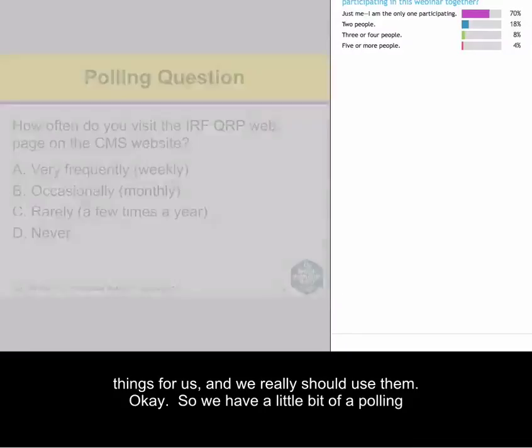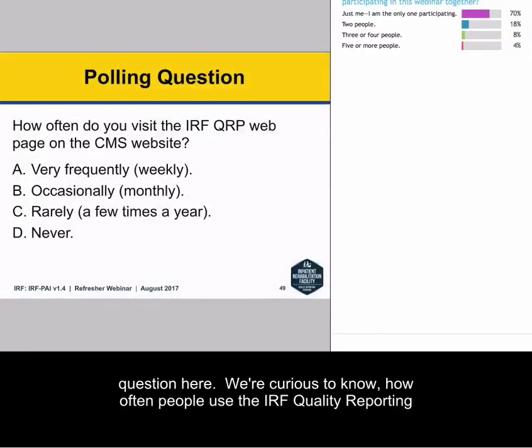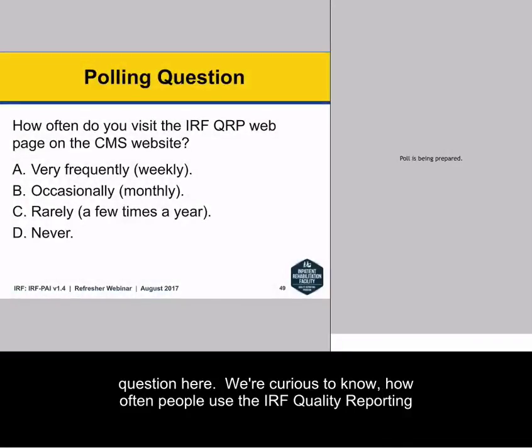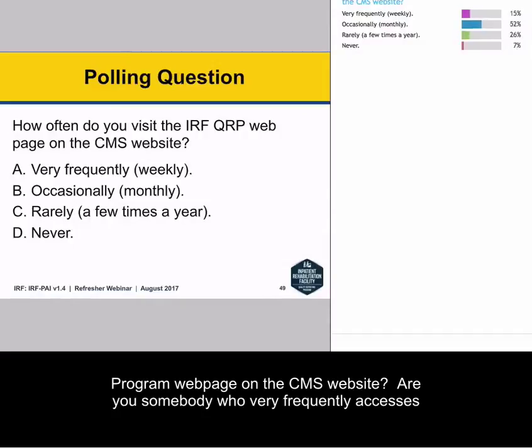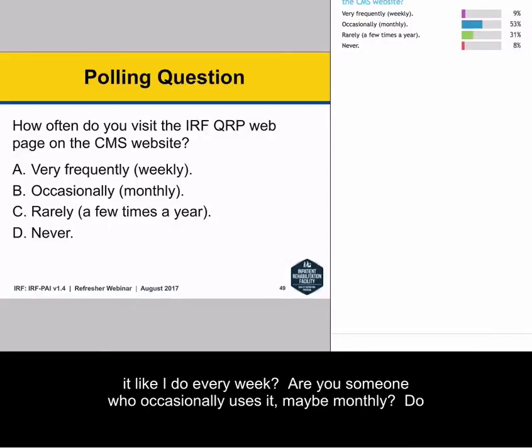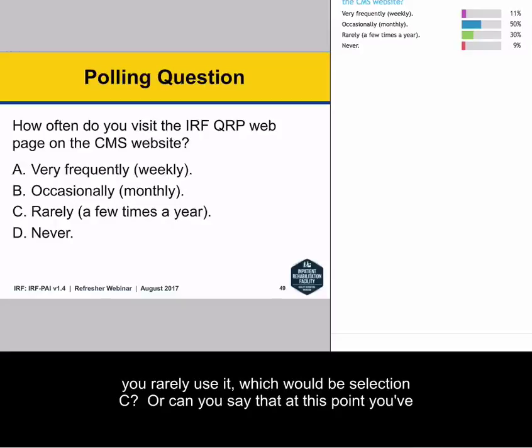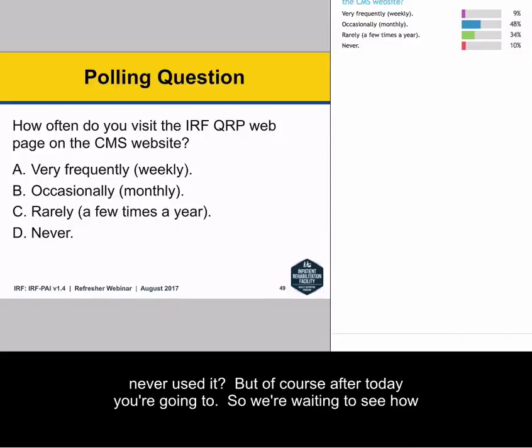Okay, so we have a little bit of a polling question here. We're curious to know how often people use the IRF quality reporting program web page on the CMS website. Are you somebody who very frequently accesses it, like I do every week? Are you someone who occasionally uses it, maybe monthly? Do you rarely use it, which would be selection C? Or can you say that at this point you've never used it, but of course after today you're going to?